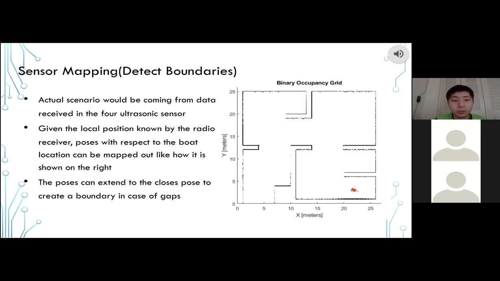Because the boundary is not known, the poses recorded from the sensor are with respect to the location of the boat, and because the sensor has a 4 meters limit, the boat should first go around the boundary of the pool and map out the area before proceeding to the grid pathing.